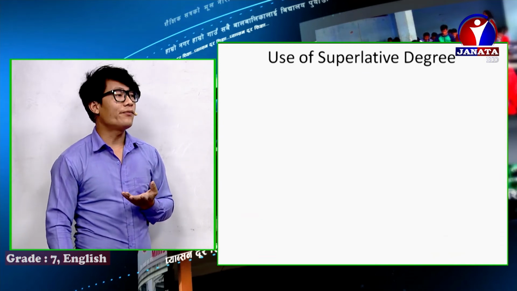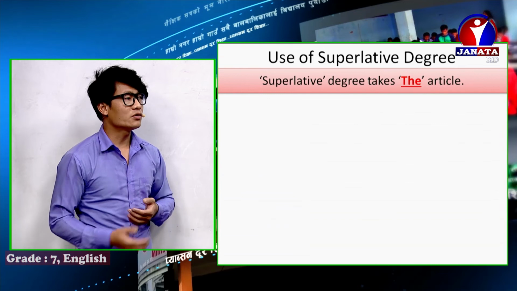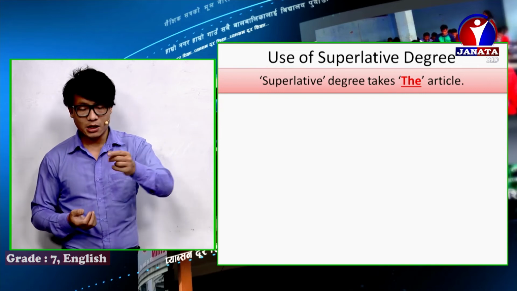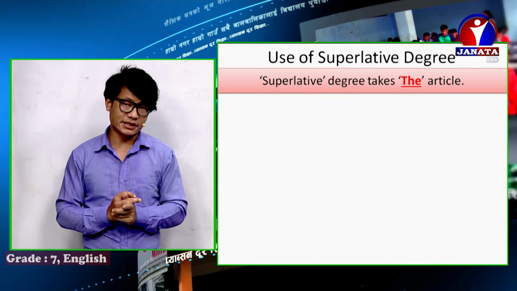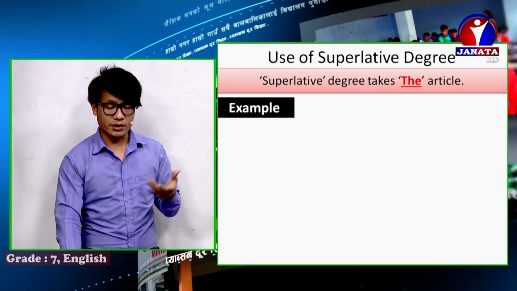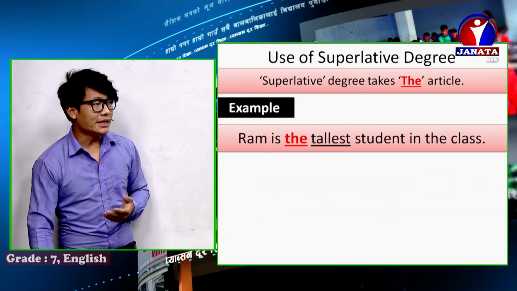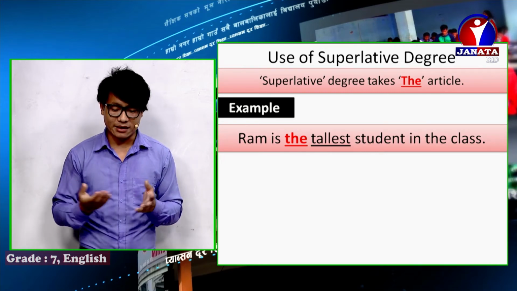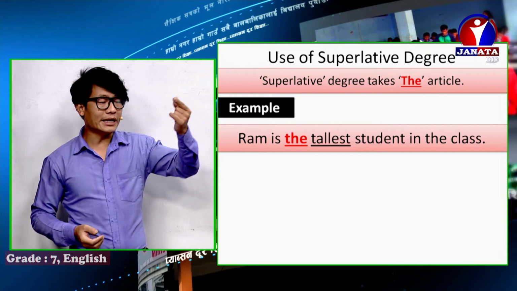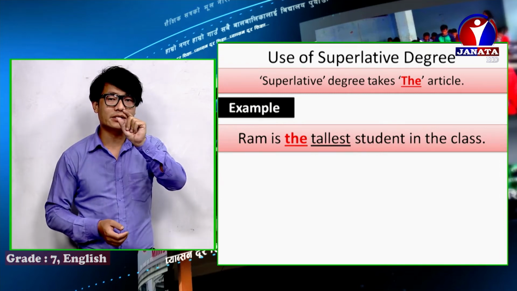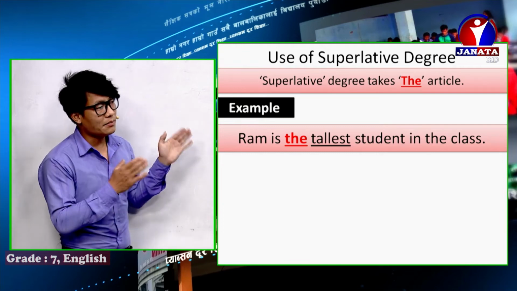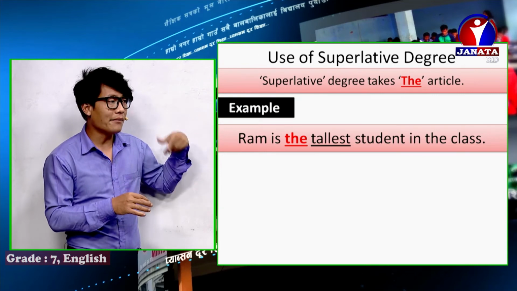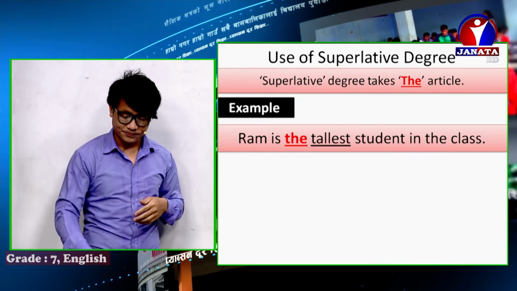Now, use of the superlative degree. How to use it? Let me show you. The superlative degree takes the article. Before the superlative degree, you need to write "the" as the article. Example: Ram is the tallest student in the class. So "the tallest" is a superlative degree, and before "tallest" there is the article "the". That means there is no other student who is taller than Ram.